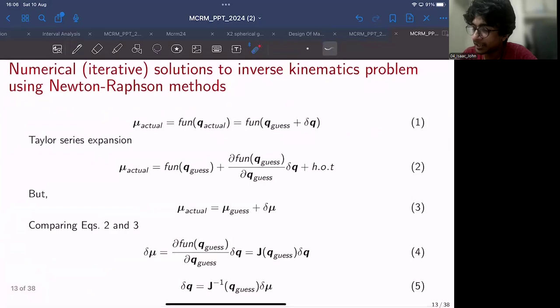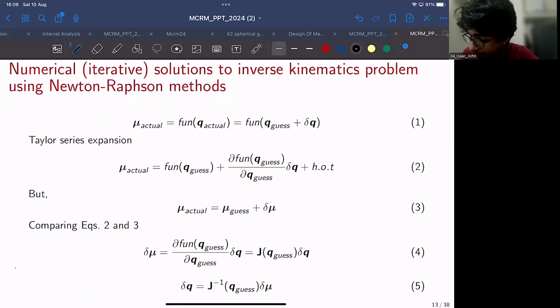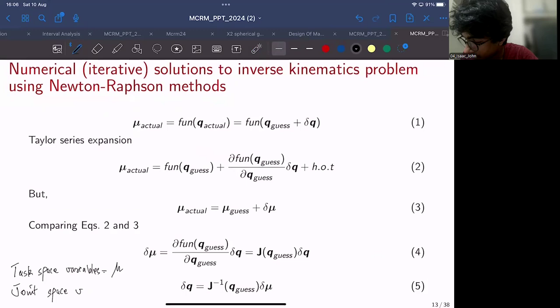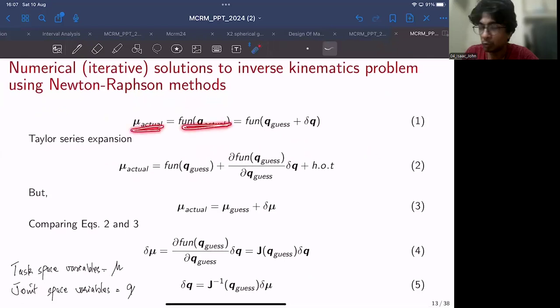So the brief summary is as follows, for the numerical or iterative solutions to the inverse kinematics problem using Newton-Raphson methods. The objective is that we would be given a desired task space variable. I'll denote the task space variables using the vector mu, and the joint space variables using the vector q, right?